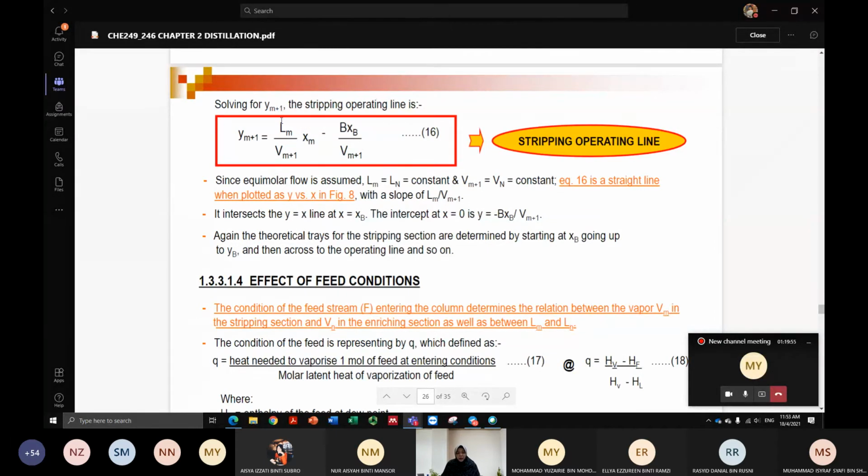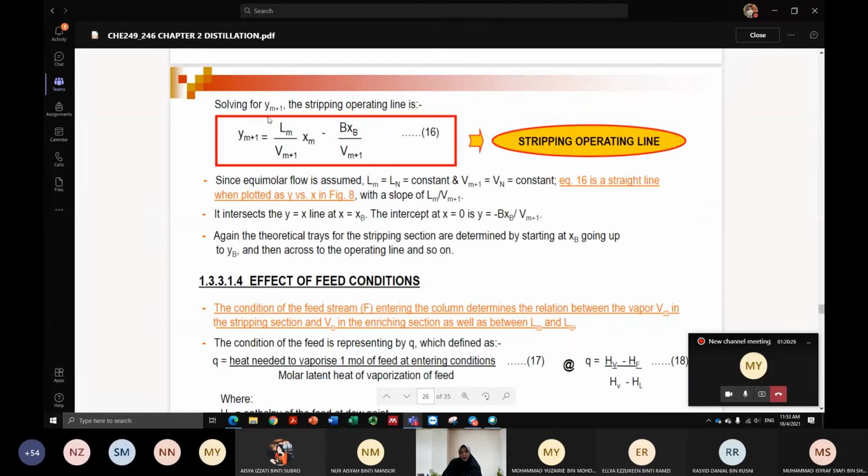Okay, L is the amount of flow rate of the liquid, and V is the amount of the vapor. So that you can get the slope of L over V. If the information for the liquid and vapor is given to you, you just calculate the ratio, substitute, and calculate the value to get the gradient.